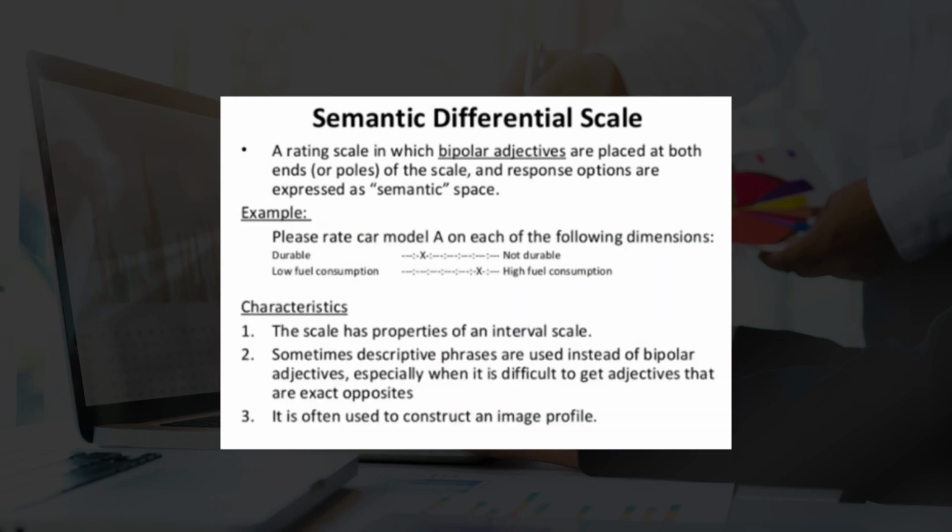For example, please rate car model A on each of the following dimensions: durable and not durable, low fuel consumption and high fuel consumption. If you see this particular image, if you put the cross in between, you are a little bit moderate, and if you feel fuel consumption is high, you can go extreme towards high fuel consumption. So the scale has properties of an interval scale. Sometimes descriptive phrases are used instead of bipolar adjectives, especially when it is difficult to get adjectives that are exact opposites. It is often used to construct an image profile.